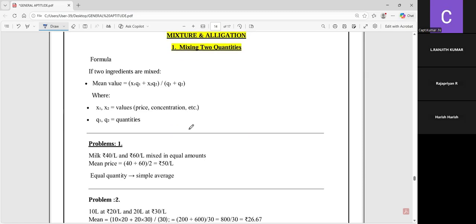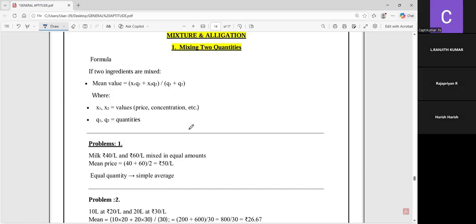The next important property is mixture. I have two different quantities or values of components. I'm going to mix these two in a particular ratio. What is the final value? That is the important question on this point. So, for the first example, milk I'm going to take at rupees 40 per liter. Another quantity of milk I'm going to take at 60 per liter.